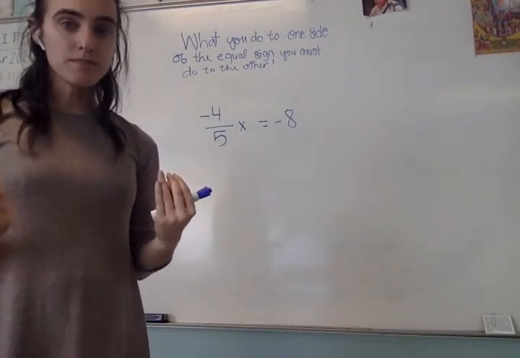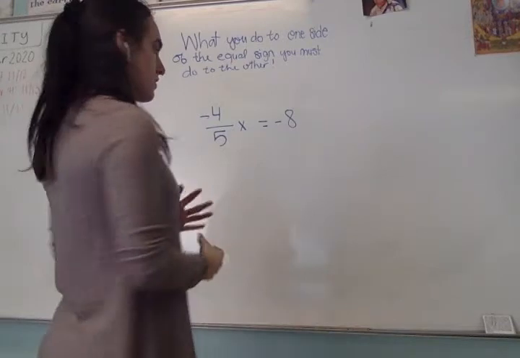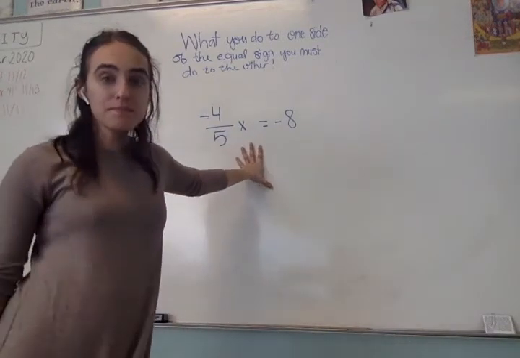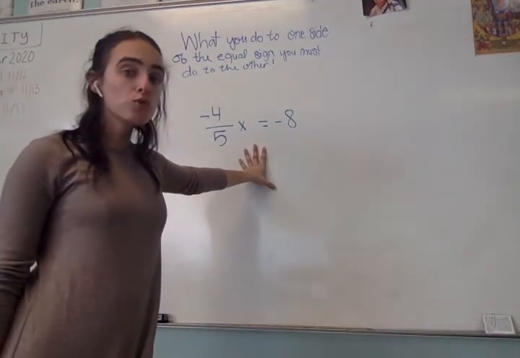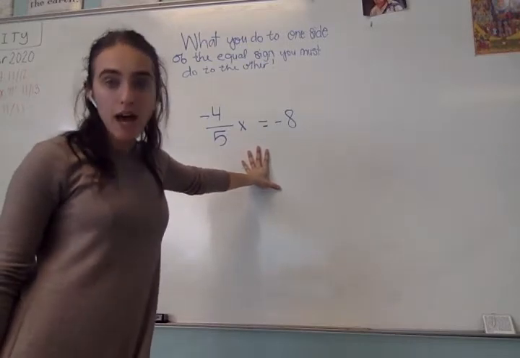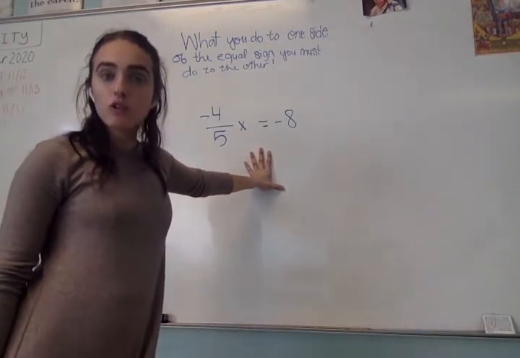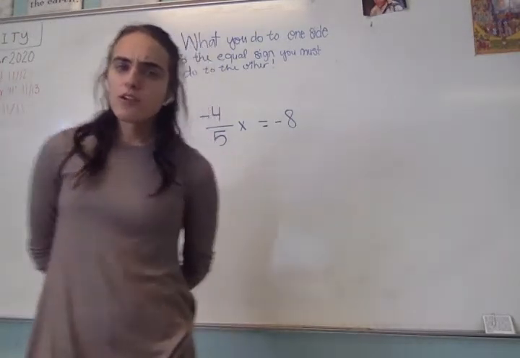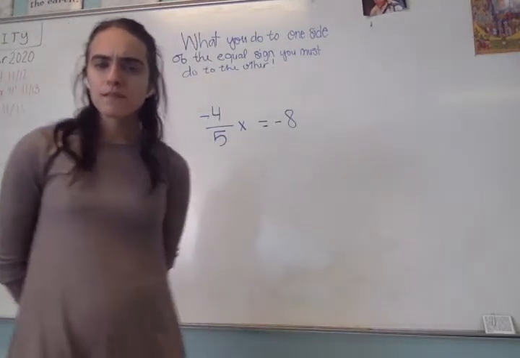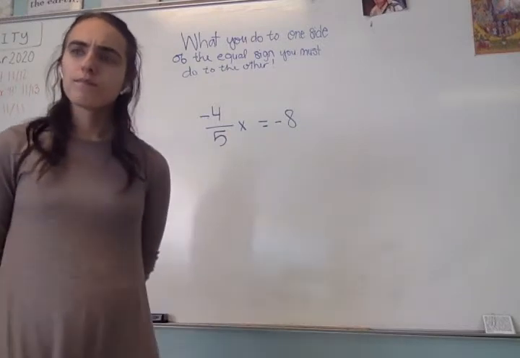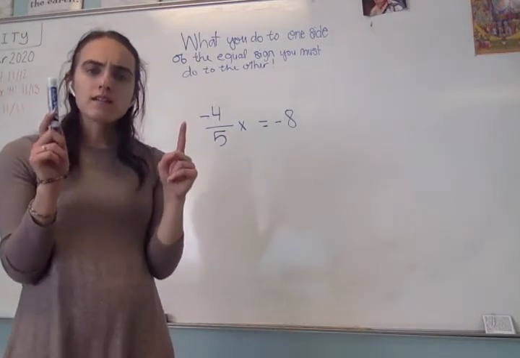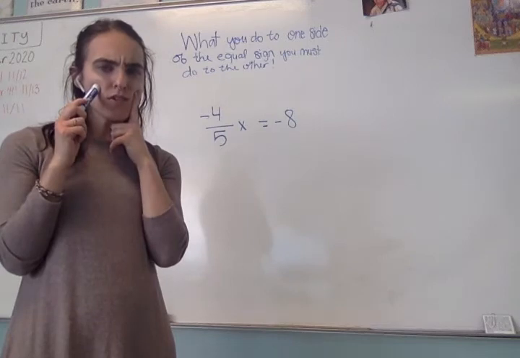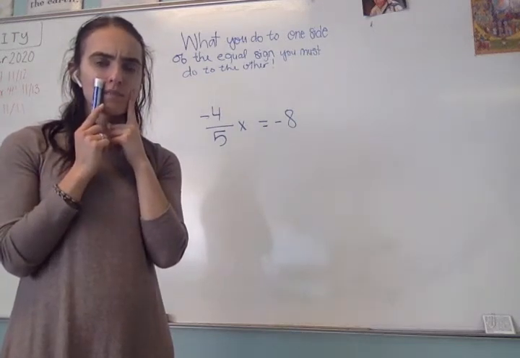What you need to do for this fraction, it's multiplication. So to undo multiplication, you divide. Do you remember how you divide fractions? How do we divide fractions? We wrote our fractions, and then what? What did we have to do with that second fraction?